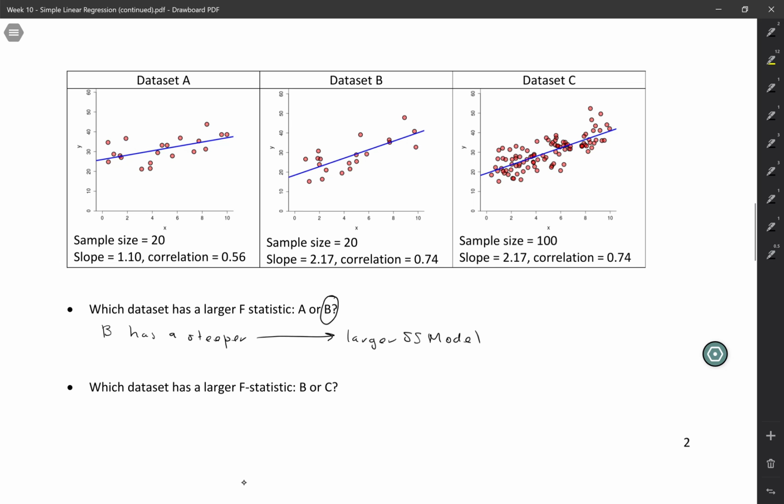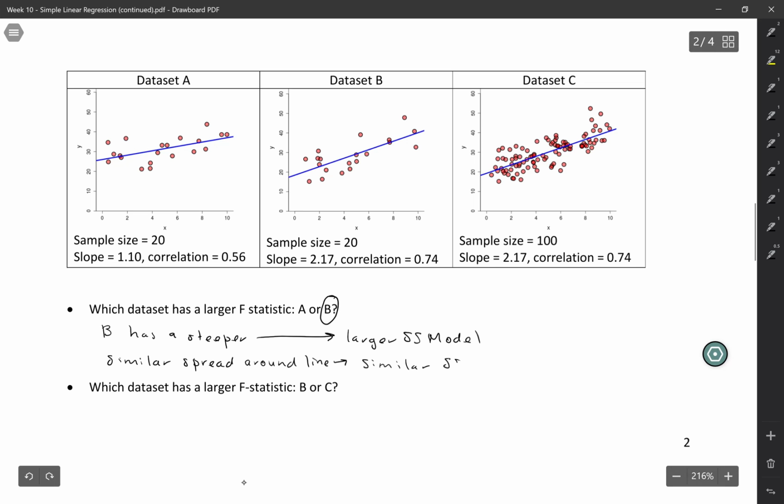As far as the spread around the line, it looks pretty similar. I would say there's a similar spread of points around the line. And so that means that we have pretty similar SS error. So the denominator is staying about the same, but the numerator is getting bigger. So putting these two things together, I would say that dataset B has a larger F statistic.